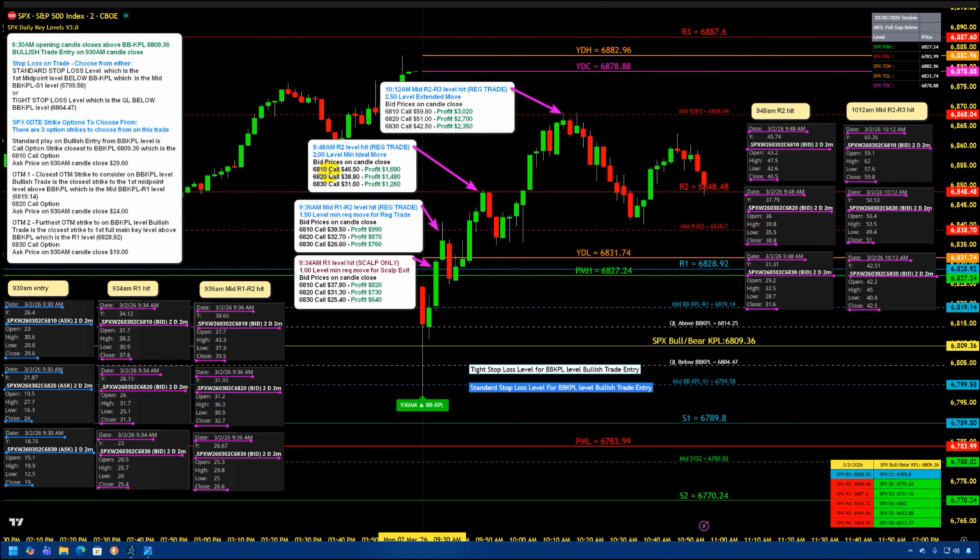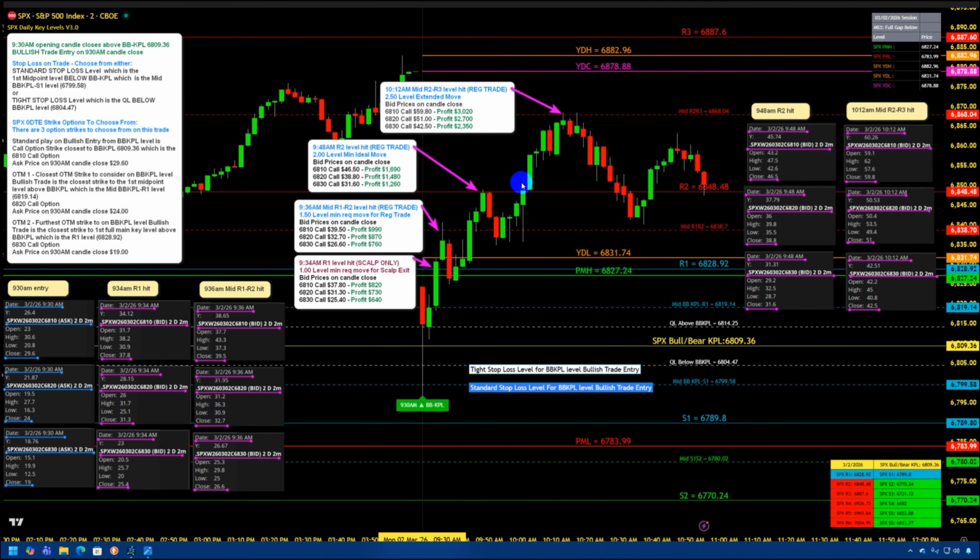The 68.10 call option here, now that's over here, 46.50 on the 68.10, that's a profit of $1,690 per option. 68.20, 38.80 bid on the candle close, profit $1,480 per option. 68.30, 31.60 bid on the candle close, profit $1,260 per option.